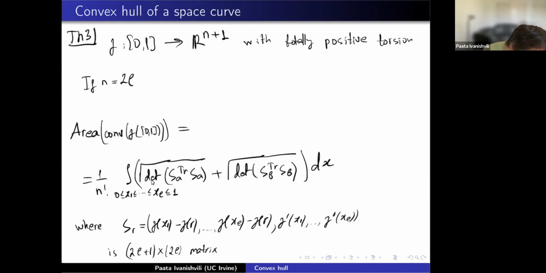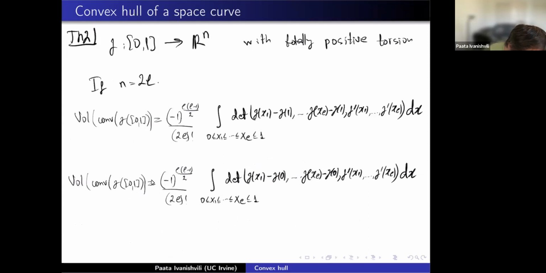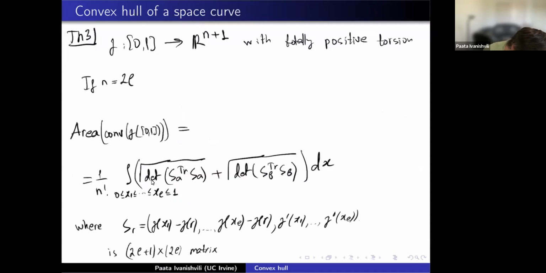Okay, here is the third theorem. Before I go to the third, it's a nice thing to have volumes, because now we have explicit formulas for volumes, you can try to prove some isoperimetric inequalities. Now everything is computable explicitly. Here is another formula, another theorem. So I have a curve on [0,1], it's R^(n+1)-valued with totally positive torsion.